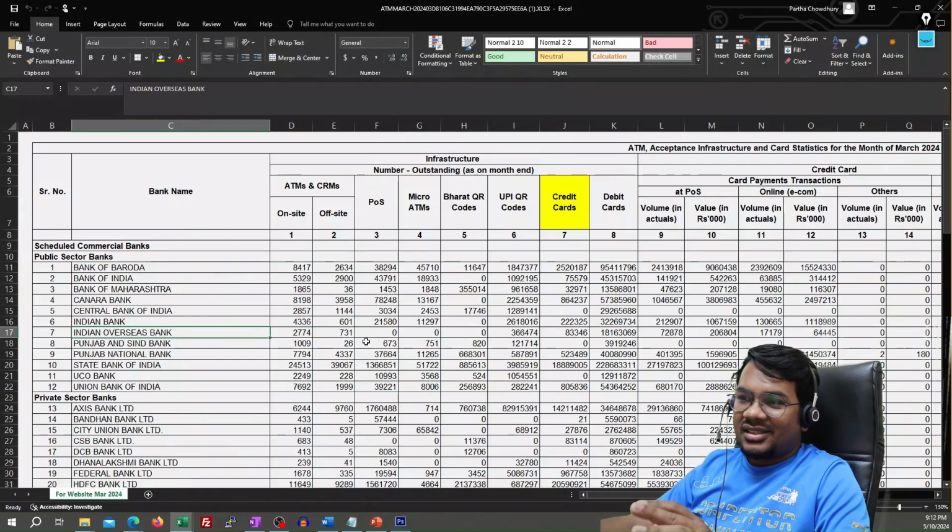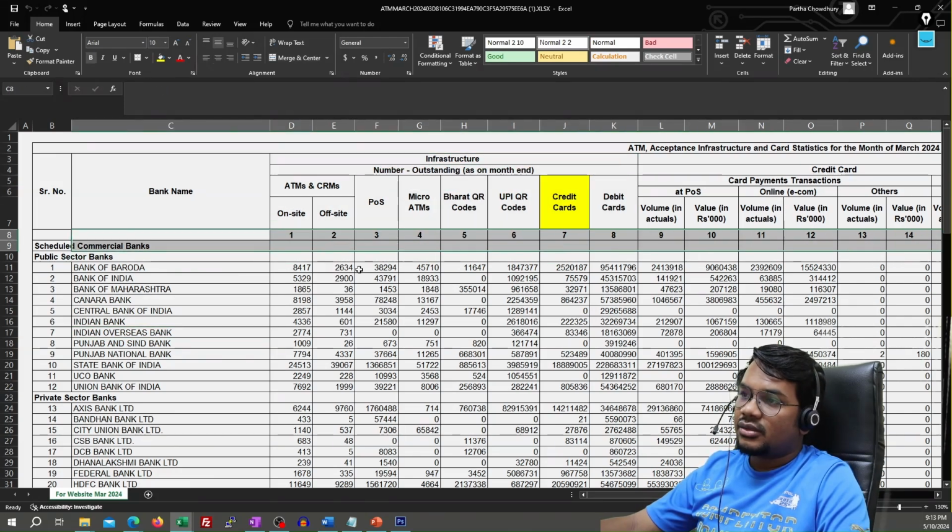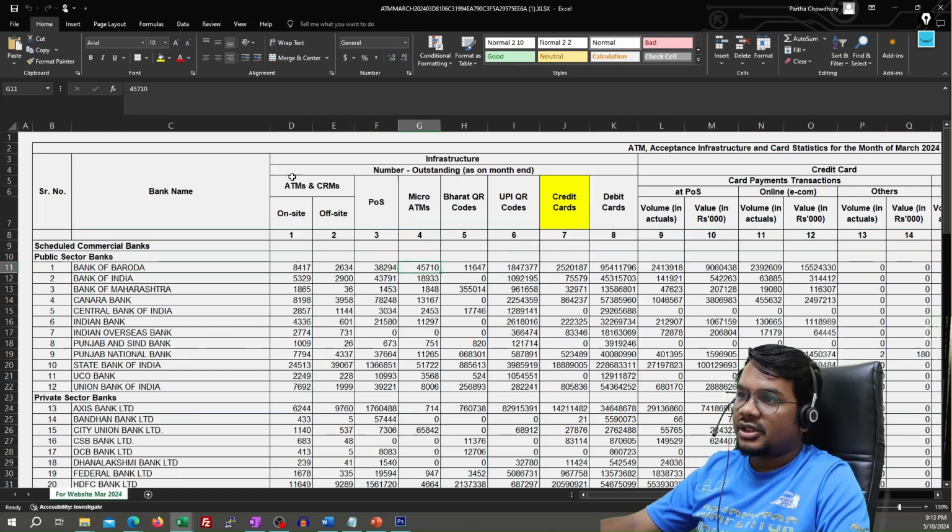Now I cleaned this data a bit because if you see there are a lot of merged cells, and you will not be able to analyze this data unless you do a little bit of data manipulation, column renaming, demerging, all those.